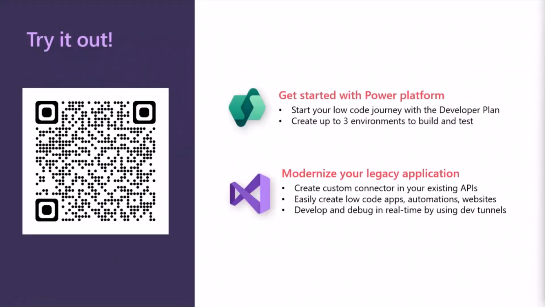So let's quickly review what we have done. A backend developer who is developing an API quickly gets started with Power Platform by using the developer plan. You can create up to 3 environments, and then you can use that to modernize your legacy applications. You can easily create a front end, or you can even create automations. You can use Power Automate, a business website. So there are really lots of ways you can use it.